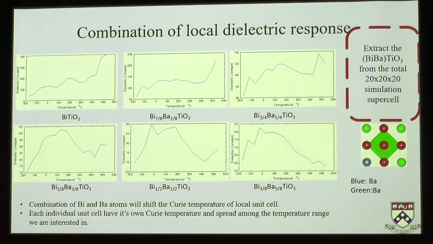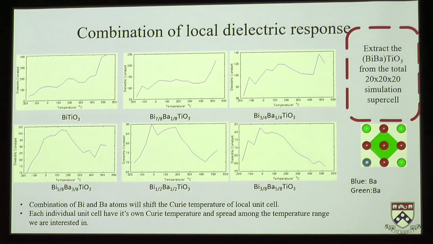So the unit cell we choose is the bismuth barium titanium oxide. And if you look at the first figure, if this is the pure bismuth titanium oxide, the QE temperature is around 500 Celsius degree. And as you increase the concentration of barium atom here, the high temperature QE temperature gradually vanishes. And then the low temperature QE temperature gradually comes up. That's the barium titanium oxide.